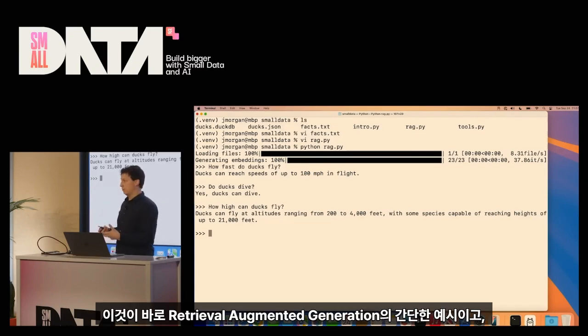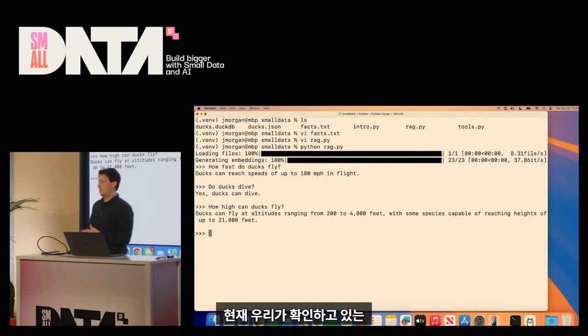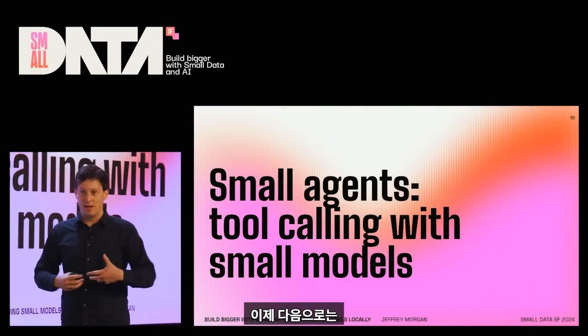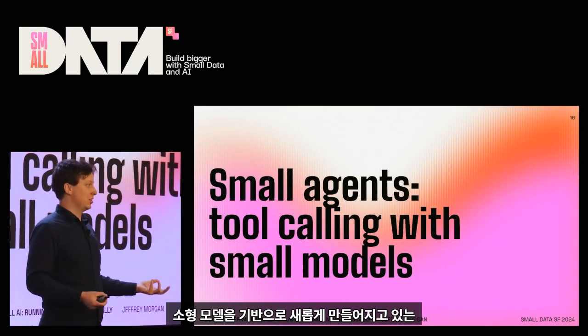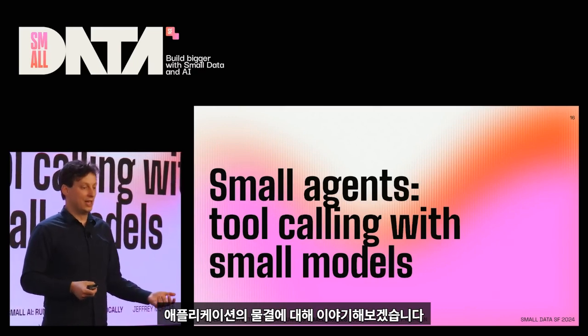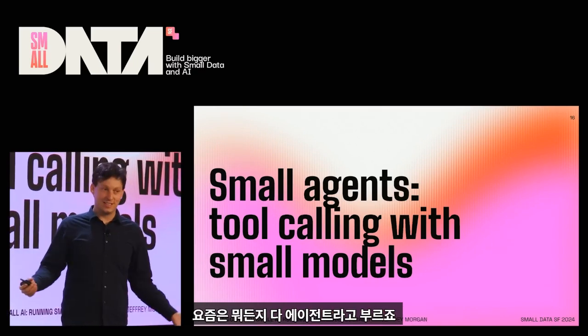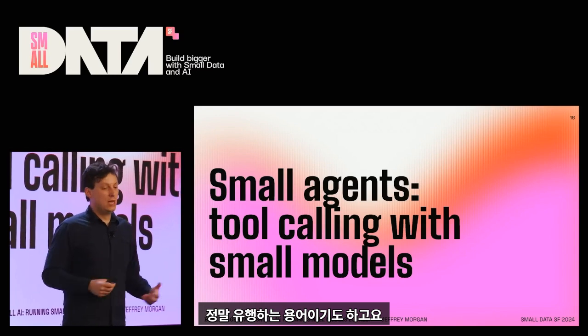So that's a quick example of retrieval-augmented generation, and what we're seeing today as the most common use case with small models. Next, I want to talk about the new wave of applications that are being built with small models. The best word I have for this is small agents. And agents, everything's an agent these days. It's a really popular term.